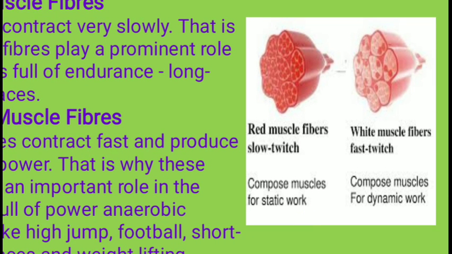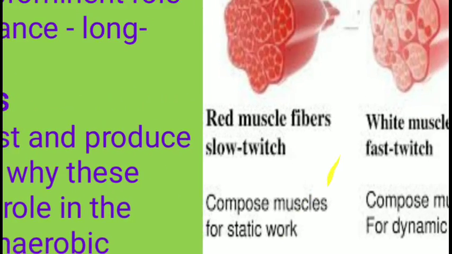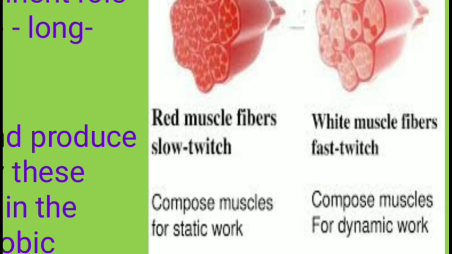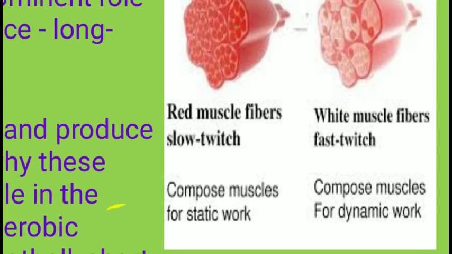So red muscle fibers are slow twitch fibers that compose the muscle for static work. Any static work is done with the help of the red muscle fiber, and for dynamic work, continuous motion, white muscle fibers are required.